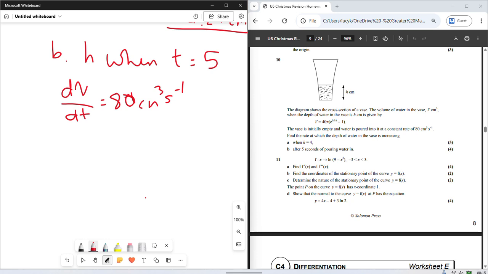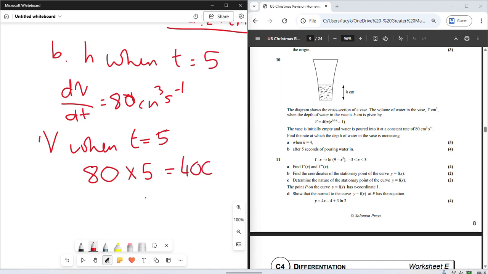So v when t is 5, I know it's 80 centimeters cubed for each second that the fluid is being poured in. So it's going to be 80 times by 5. If you wanted to, you could do the whole integration thing and integrate 80. It's going to become 80t between the limits of 0 and 5. It's going to give you the same thing. But logically, 80 centimeters cubed per second, 5 seconds, 80 times by 5. So the volume is going to be 400 centimeters cubed.